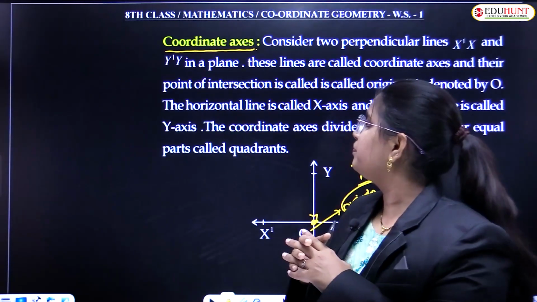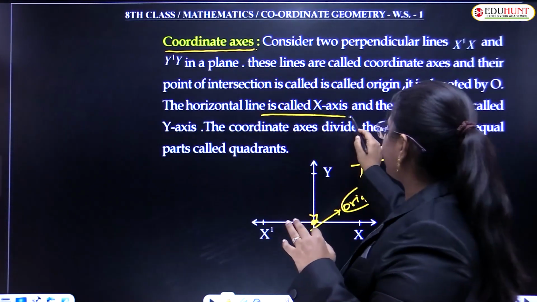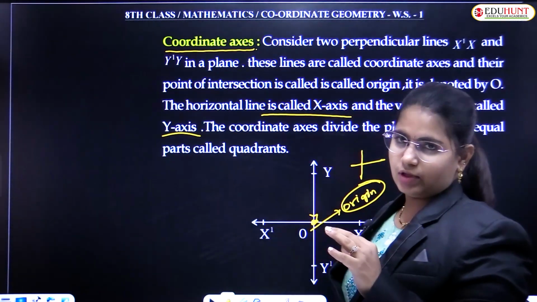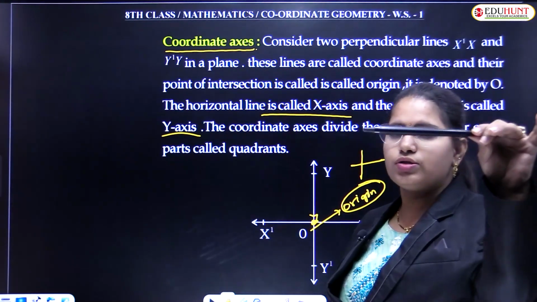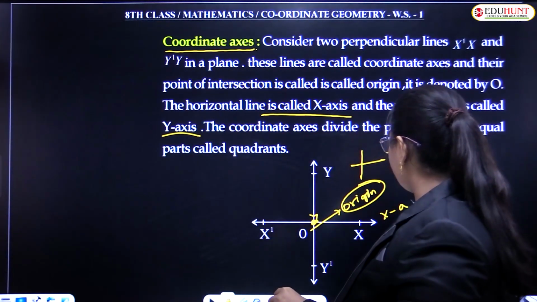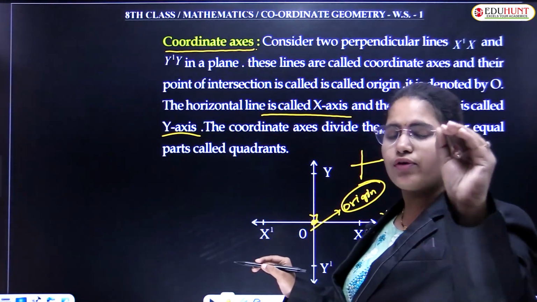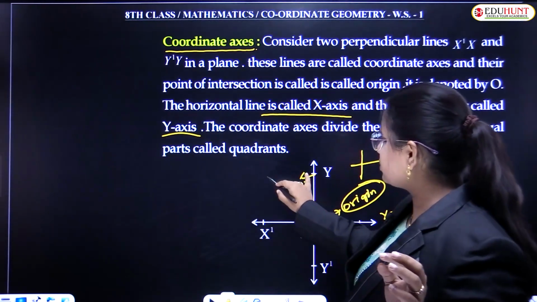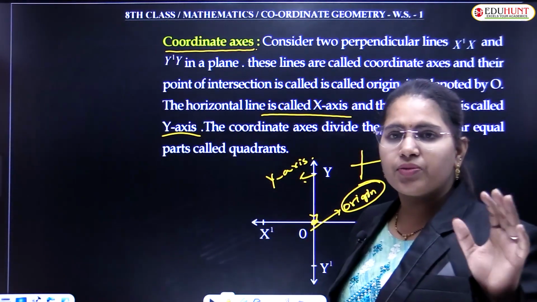Clear? Right. So next one. The horizontal line is called x-axis and the vertical line is called y-axis. Correct? So I told you to consider two lines. The horizontal line is called x-axis. So this line is called x-axis. And how do you define the vertical line? This vertical line is called y-axis. One is x-axis and the other one is y-axis.